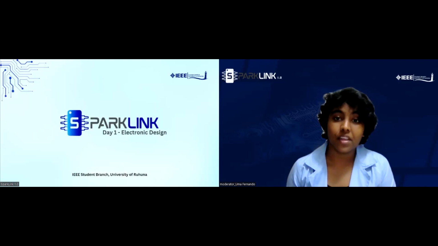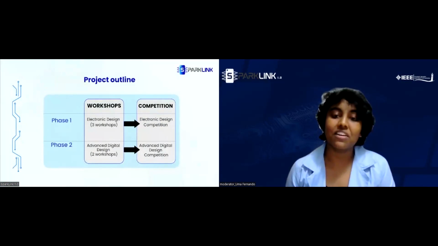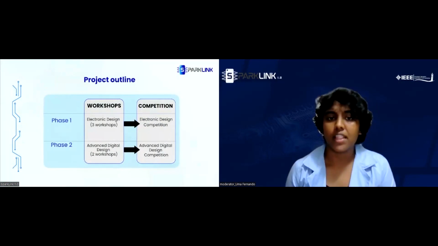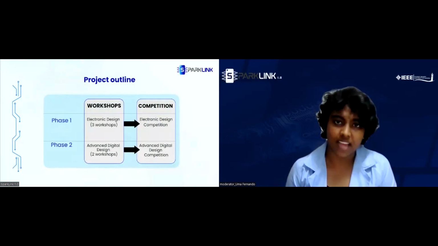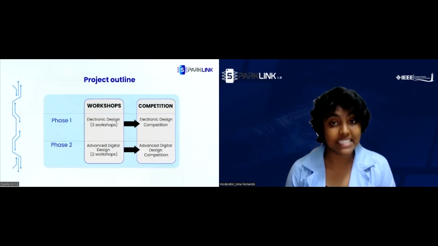As you all are aware, SparkLink 1.0 is going to be conducted in two phases, where the first phase will be focusing on electronic design, while the second phase will be focusing on advanced digital design. Altogether, there will be 5 workshops before moving to the competition phase, and the competition will be conducted in physical mode. What's important is that all the participants who complete 4 quizzes out of the 5, which will be provided at the end of each workshop, will be awarded an e-certificate.